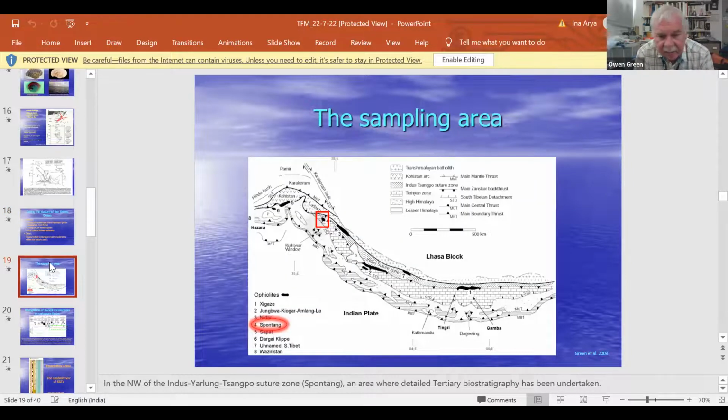Okay, so Mike had students working out there at the time, and I accompanied one of them, Richard Caulfield. He was working on the Spontang ophiolite and the emplacement of that, but rimming that ophiolite sequence are carbonate sediments. So that was going to be the area we were going to examine and collect samples from. So the next slide, please.